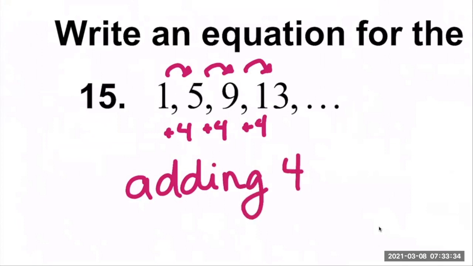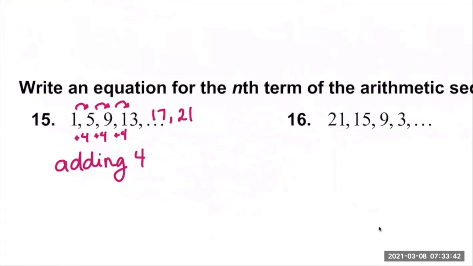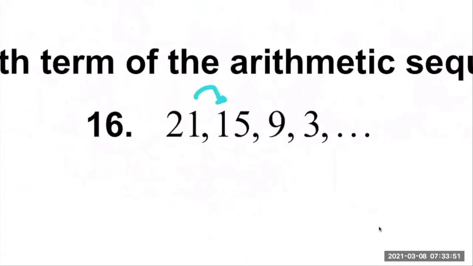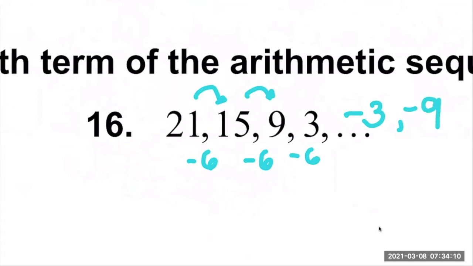So the next one on this one would be 17. Then we'd get 21, and the list goes on. Number 16. Right away, I can see that this one is decreasing. So from 21 to 15, I subtract 6. 15 to 9, subtract 6. So the next number after 3 is going to be negative 6. Sorry, negative 3. Then we'd get negative 9, negative 15, negative 21.